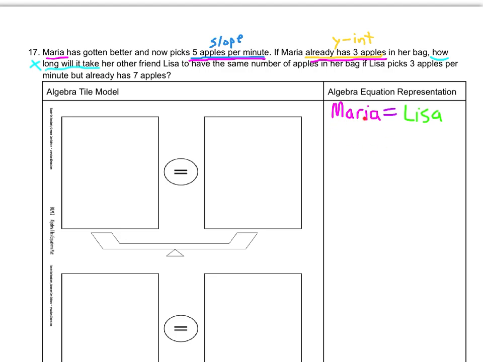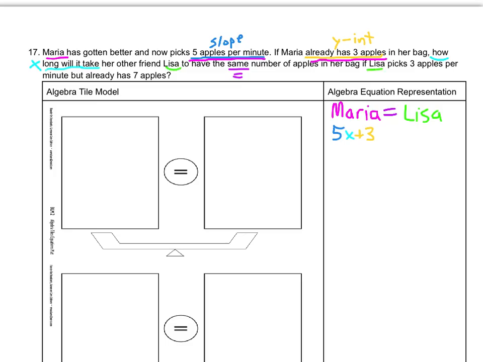So what would Maria's equation side look like? Well, that would be 5x plus 3. Right? It's 5 apples per minute times the number of minutes plus the 3 apples she has is how much in total Maria has. We need that to be the same, which we know means equal, as Lisa.